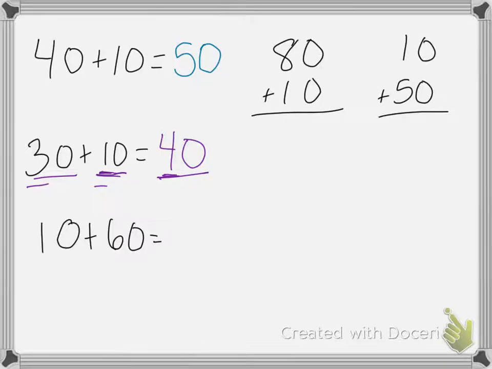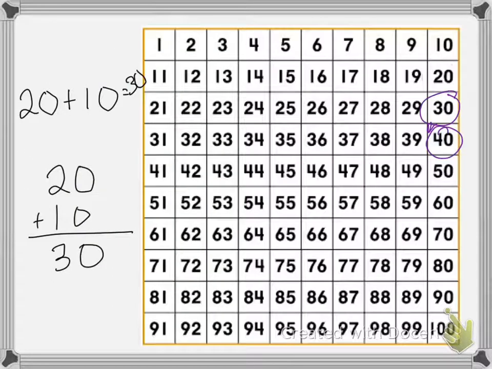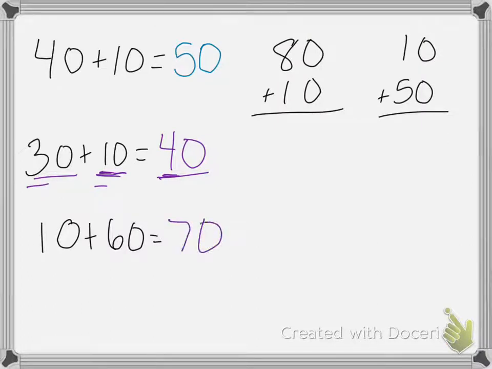Okay, what about 10 plus 60? There are two ways I can do it. I can find 10 and then go up 60 times, but it'll be easier to find 60 and go up just one more time to 70. Okay, so that equals 70.